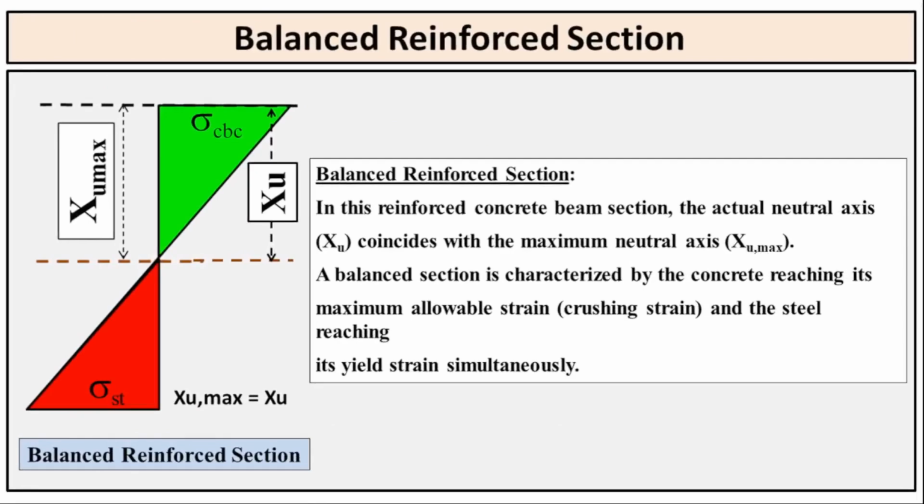In this reinforced concrete beam section, the actual neutral axis, XU, coincides with the maximum neutral axis, XU max. A balanced section is characterized by the concrete reaching its maximum allowable strain, crushing strain, and the steel reaching its yield strain simultaneously. Next, under-reinforced section.